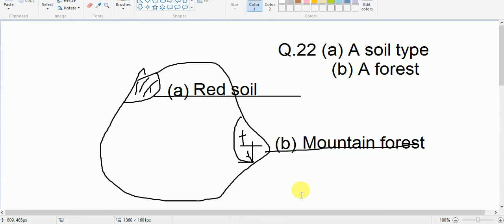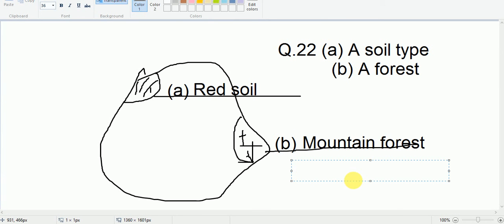This identification carries 2 marks only in geography, and another 2 marks will be for location. Let us say here is another question. Question number 23, 23A. This is for location.